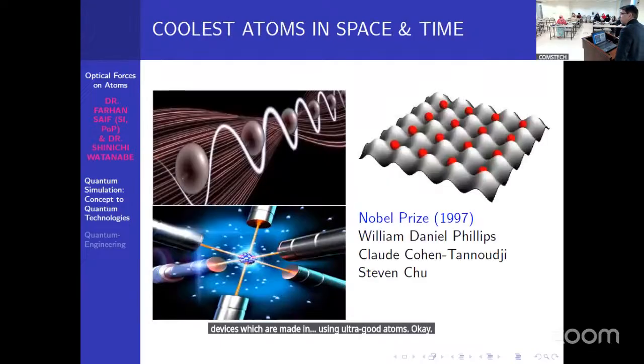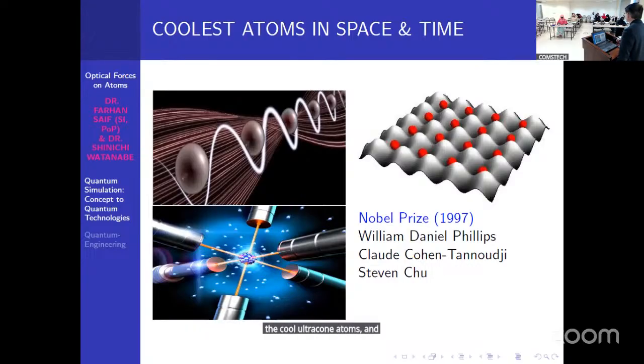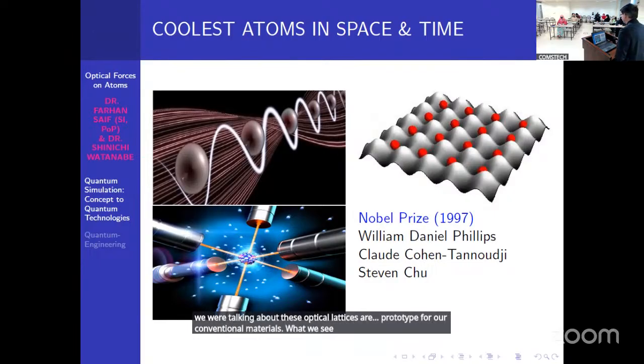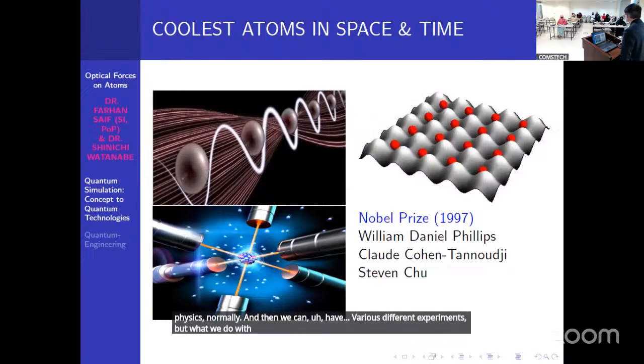Yesterday we were talking about cooling phenomena, how we can cool atoms to ultra-cold temperatures using various techniques, and then how we can have them in optical lattices. We were saying that these optical lattices are a prototype for conventional materials, what we normally see in solid state physics, and we can do various experiments that we do with conventional crystals, but using atoms.